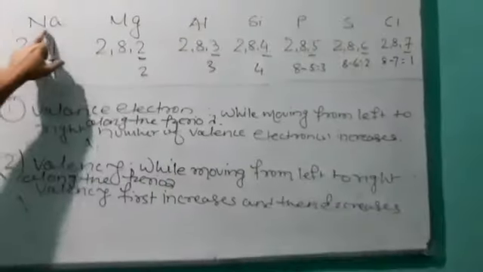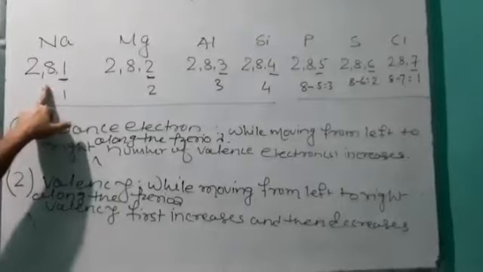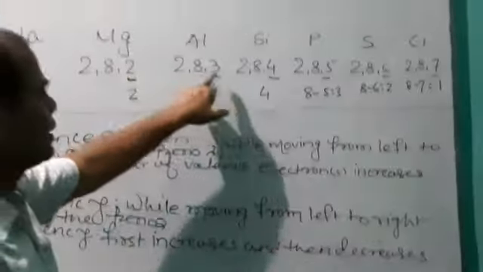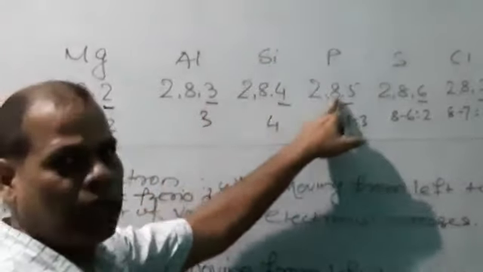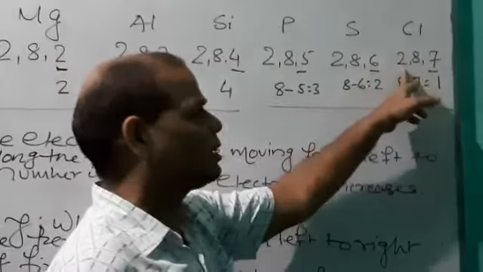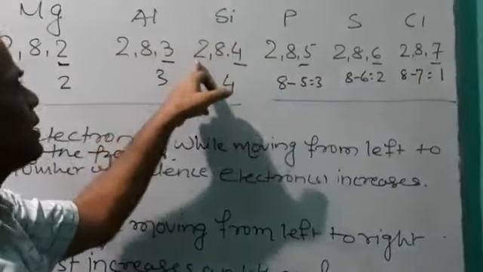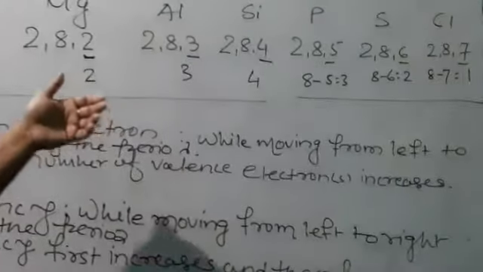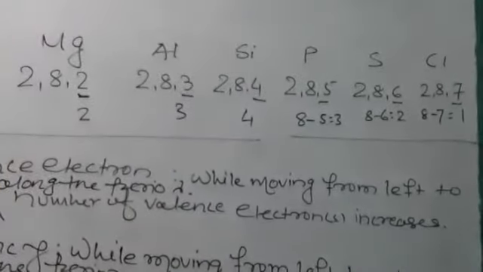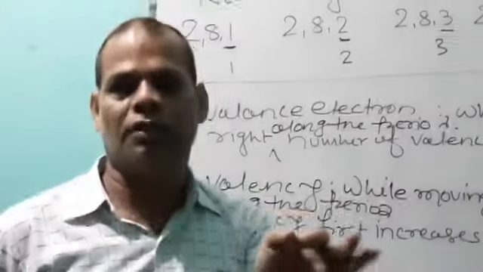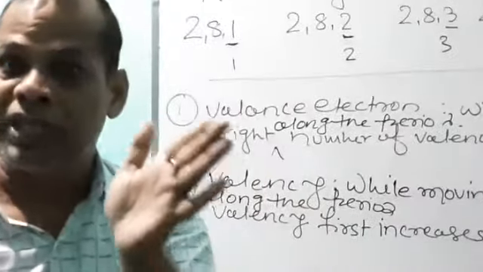So now if you write their electronic configuration: 2 8 1, 2 8 2, 2 8 3, 2 8 4, 2 8 5, 2 8 6, 2 8 7. Because chlorine has atomic number 17 and silicon has atomic number 14. So that you know very well how to write the electronic configuration of a particular element. So we always write the electronic configuration using its atomic number.